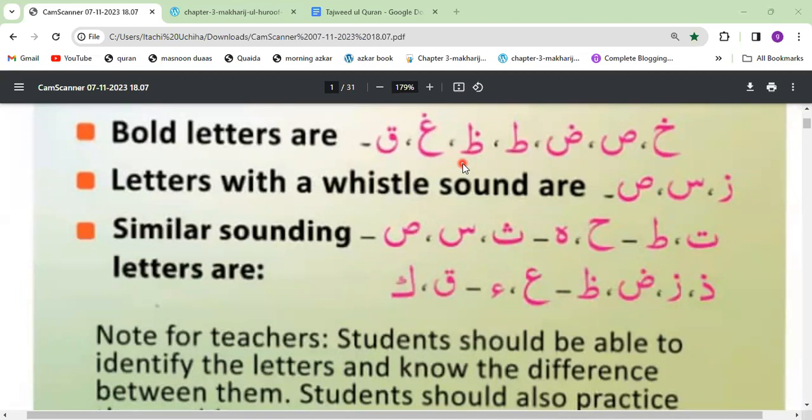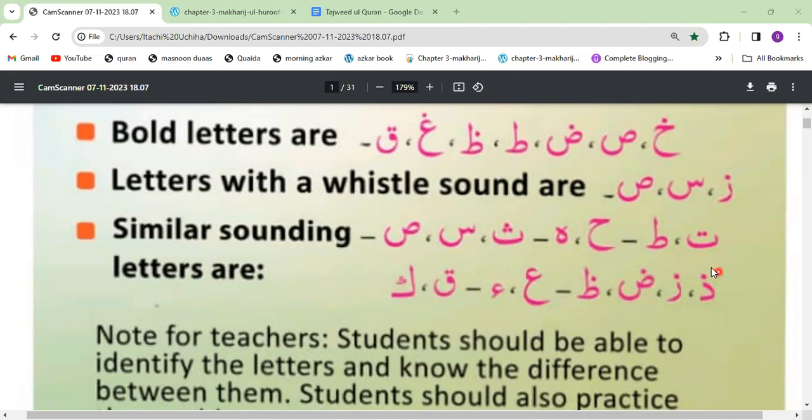It is lighter only when it has the haraka that is present below the letter every time. And if the haraka is above the ra every time, it's going to be heavier. Then we have swad, za, and sin with the whistling sounds. Okay? And then we have a group of letters that sound similar, but they are not similar.